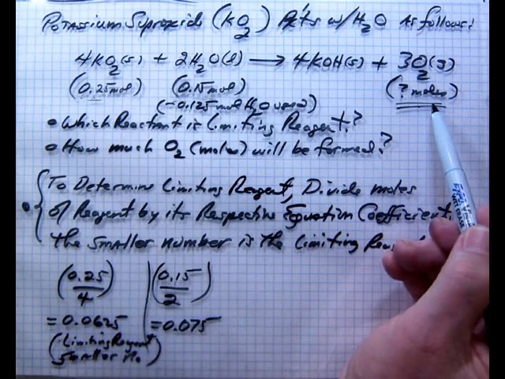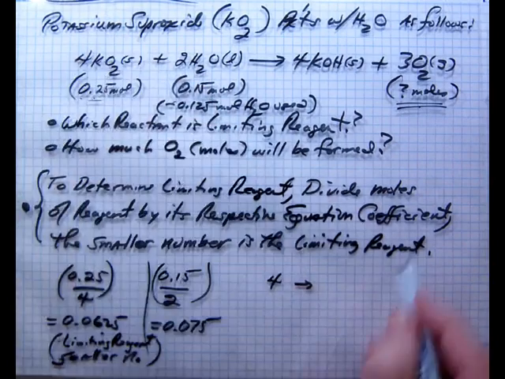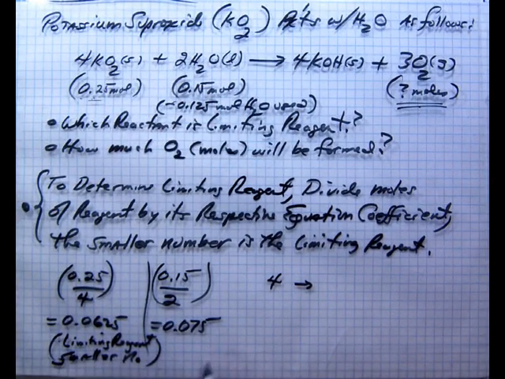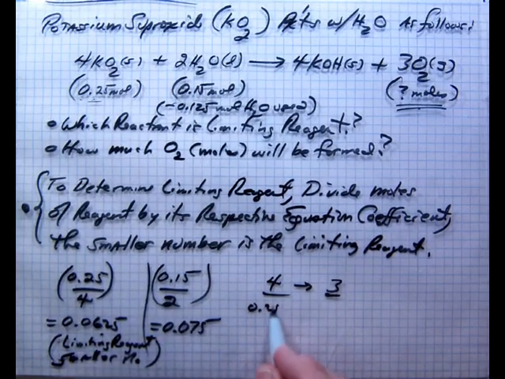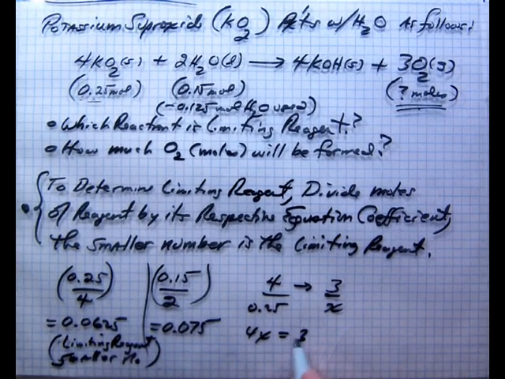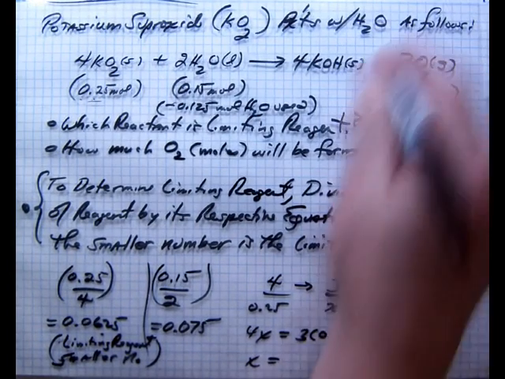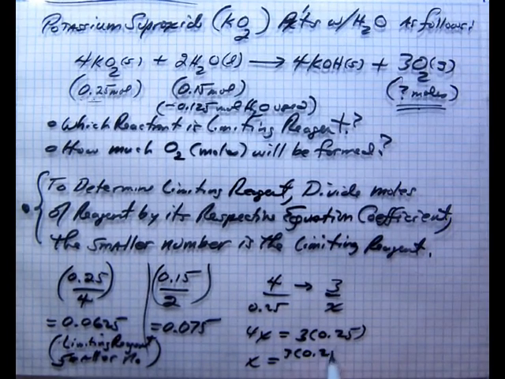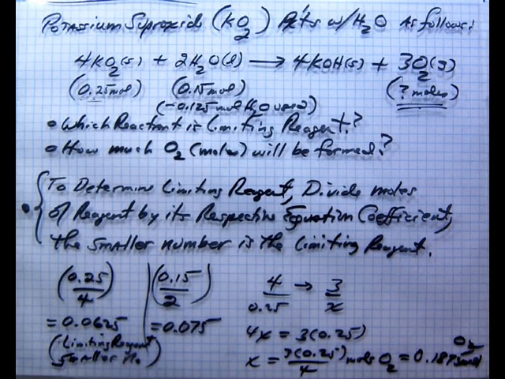The yield over here is a 4 to 3. So you can come in here and go 4 superoxide gives 3 oxygen, and work only with the superoxide, the limiting reagent. 4 gives 3, then 0.25 gives X. Like that. And so 4X equals 3 times 0.25. X equals moles of the oxygen generated. So you get 0.187 down here.